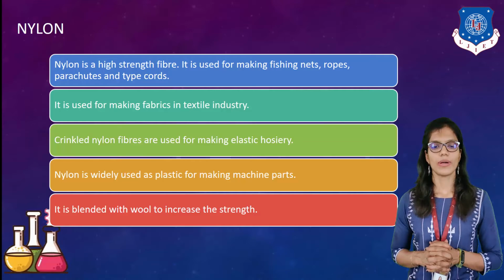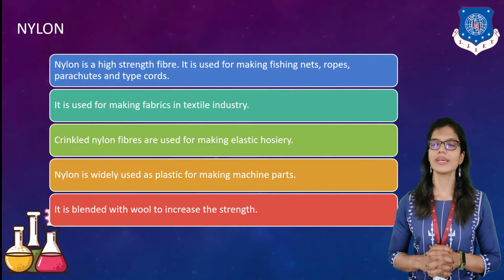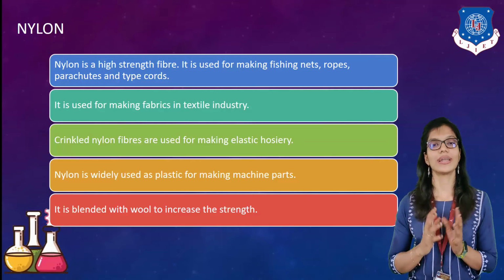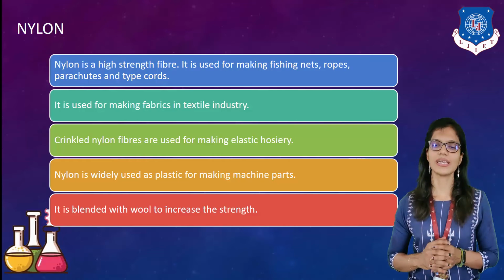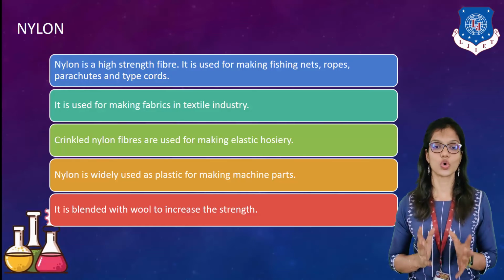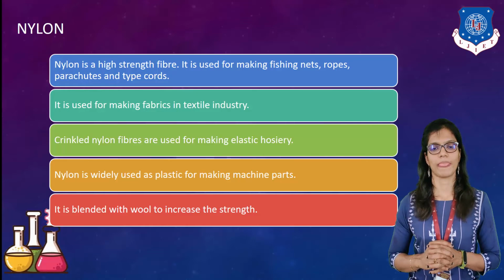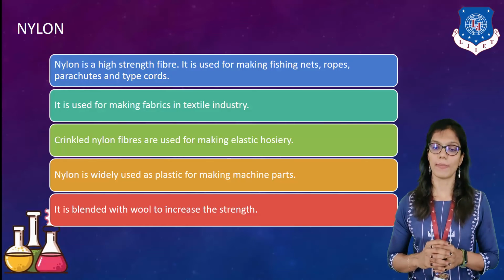Our next type of fiber is nylon. Nylon is very widely used, so its applications are also very extensive. It is a very high strength fiber. It is used for making fishing nets, ropes, parachutes and tire coats. It is also used for making fabrics in the textile industry.